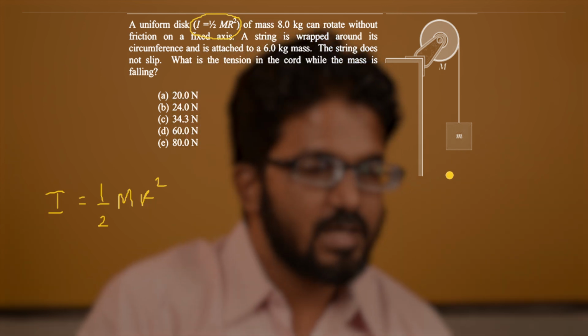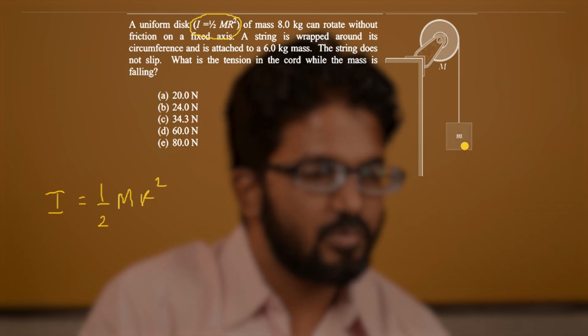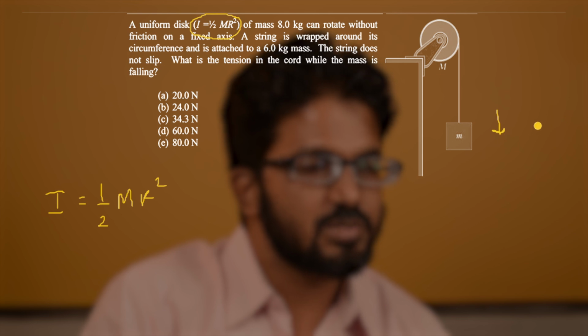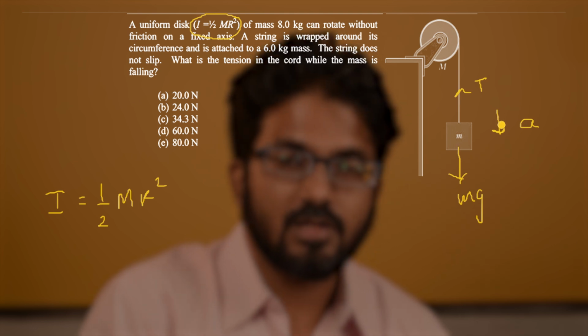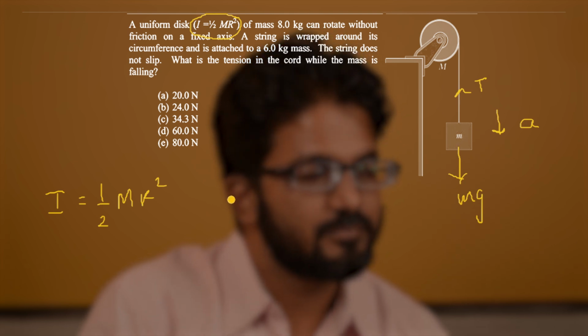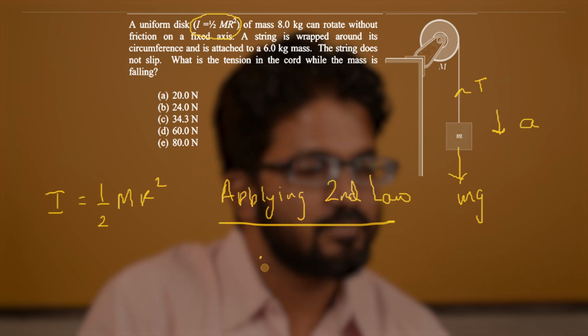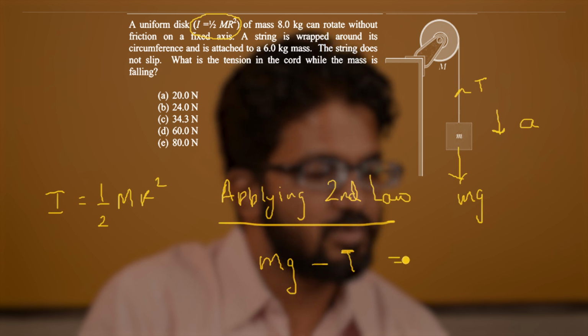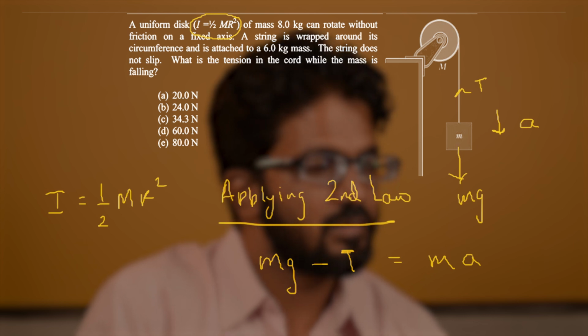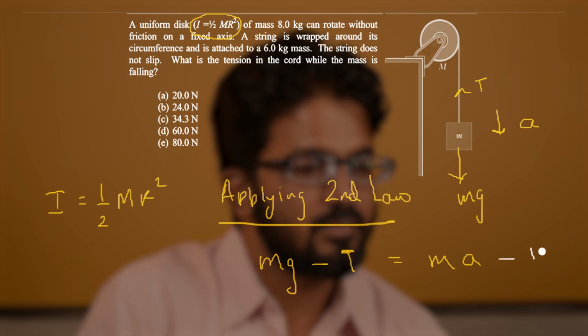So we have this mg component acting downward, and the acceleration is also acting downward. This is the mg, and this is the tension in the string. We can write the equation by applying Newton's second law. This will be our first equation: mg minus T, that is the force, is equal to mass times acceleration. We can denote this as 1.